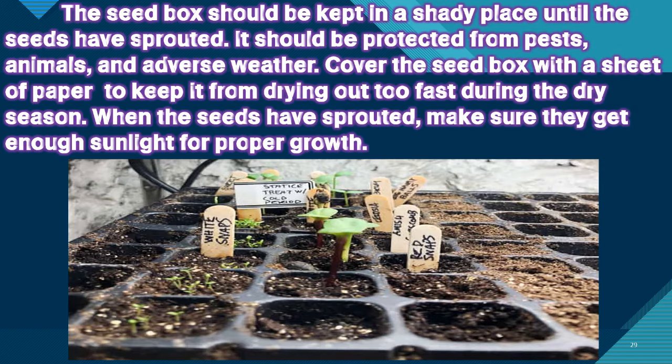The seed box should be kept in a shady place until the seeds have sprouted. It should be protected from pests, animals, and adverse weather. Cover the seed box with a sheet of paper to keep it from drying out too fast during the dry season. When the seeds have sprouted, make sure they get enough sunlight for proper growth.